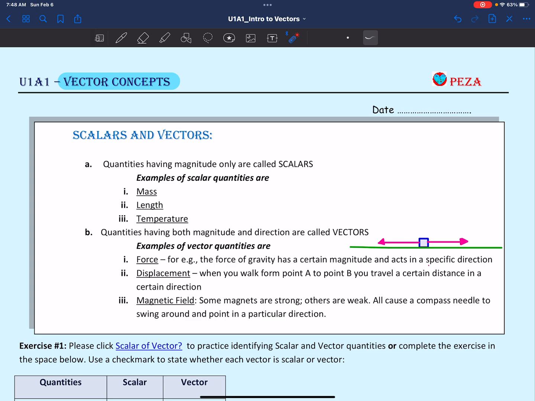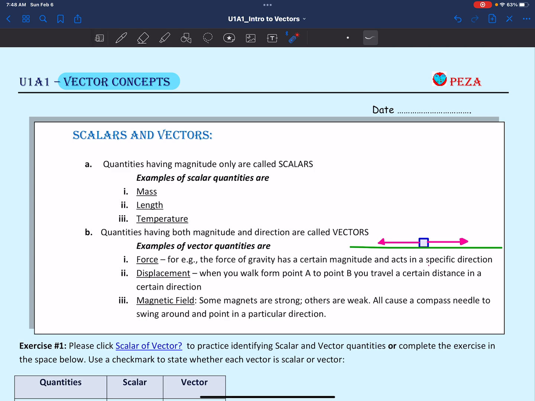So, for some quantities, it is sufficient for us to know their size. We call them quantities that are scalable, or in a single word, a scalar. Examples of scalar quantities are mass, length, temperature, area, volume. We can add more to it. Some other quantities need to be described by their size or magnitude, but also the direction, and they are called vectors. Examples of vector quantities are force, displacement, magnetic field, velocity, acceleration, etc.